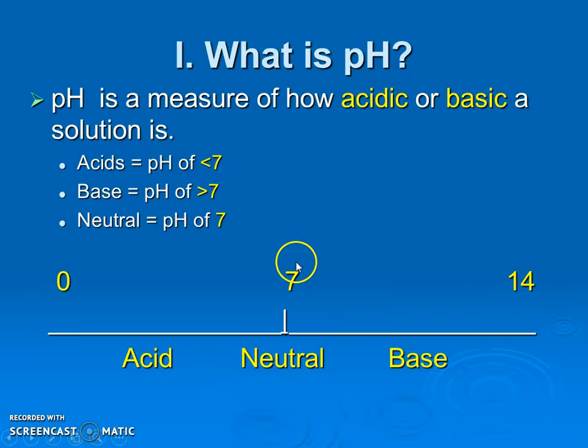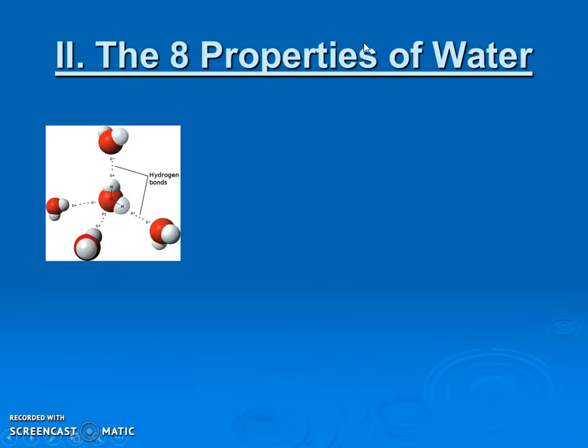Neutral is what most water is, right? And that is right here, pH 7. So that cool thing that's special about water is that it's a neutral acid or base. It's not either, it's neutral. Very cool. What are the other properties of water other than pH?